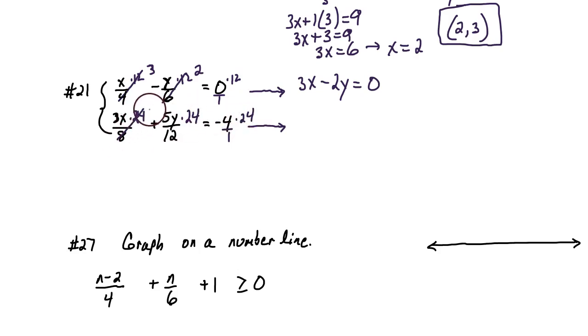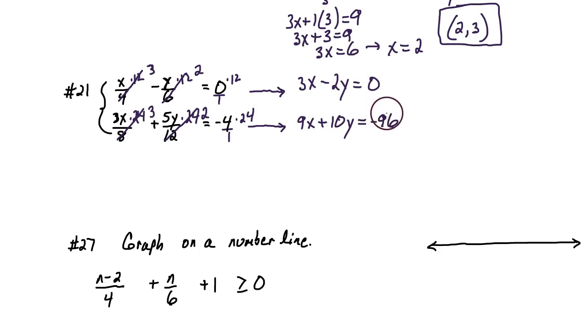8 goes into 24 3 times. 12 goes into 24 2 times. 1 goes into 24 24 times. So we have 3x times 3, that's 9x. Then a plus sign. 5y times 2, that's 10y. Then an equals. Negative 4 times 24, that's negative 96. Here's our new equation with no fractions.